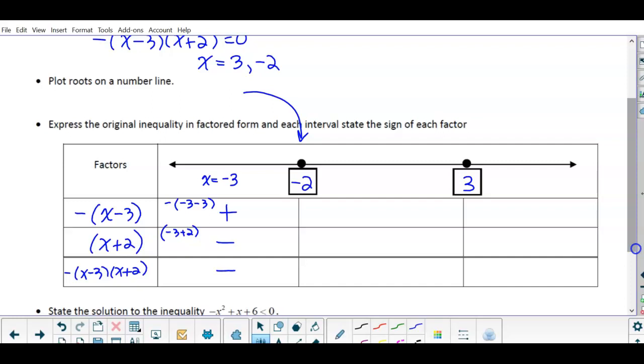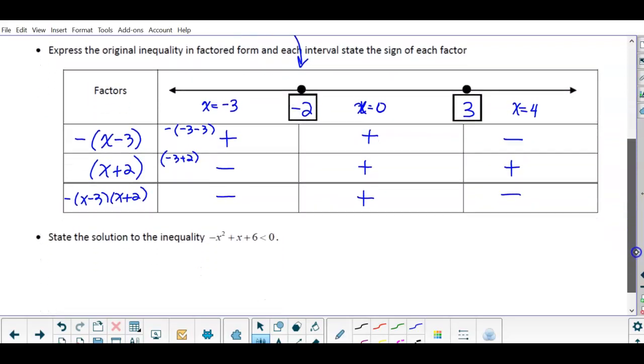Next test value, x equals 0. Okay, that's an easy one. So negative of 0 minus 3. So again, that's going to be positive. And then 0 plus 2 is positive. So a positive times a positive is positive. And then let's say x equals 4. 4 minus 3 is 1. Make it the opposite sign. 4 plus 2 is 6, positive. And you get a negative answer.